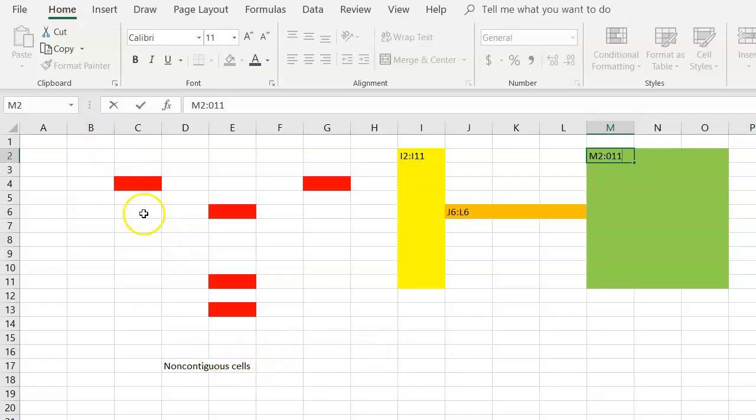To name this non-contiguous range, it's really the individual cell names. So we're not going to go through naming that today because you know how to do that. This was just to show you that you could select different cells that were not next to each other and put them into a range.